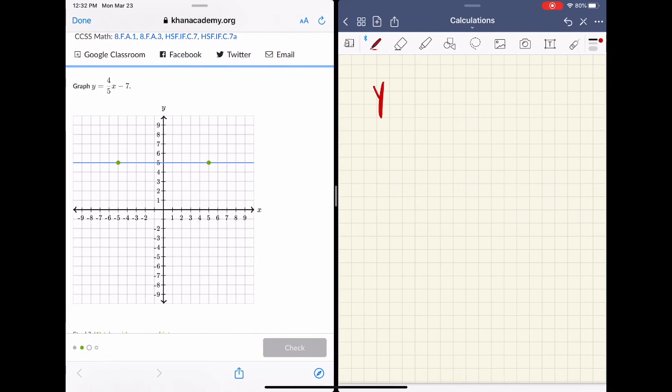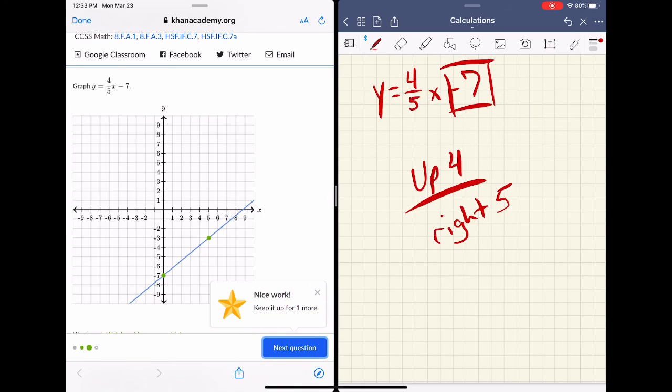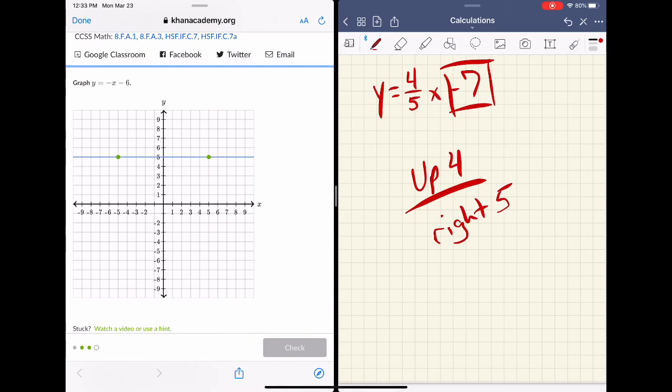So we have y equals 4/5 x minus 7. Again, we have our y-intercept, so that's our first point. And then we're going up 4 to the right 5. Up 1, 2, 3, 4 over 1, 2, 3, 4, 5. I think I counted that right. There we go. Here's a negative slope.